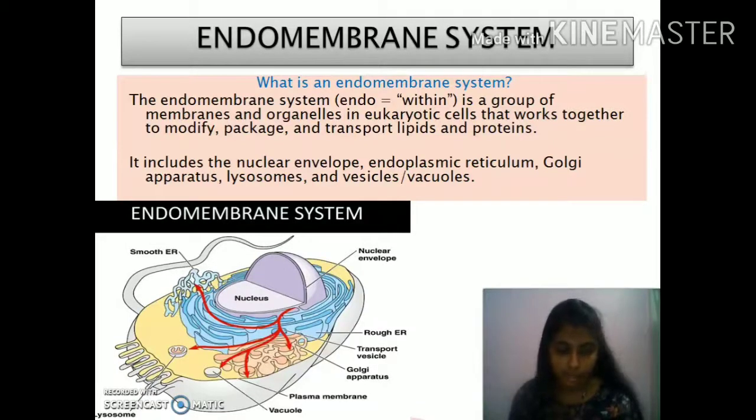Am I clear to all of you? This is an important topic, and it is often asked in your board exams. What is the endomembrane system? What is its main function? And like this. So you can do one thing: write an answer explaining the major function and structure of the endomembrane system, and show it to me. Clear?